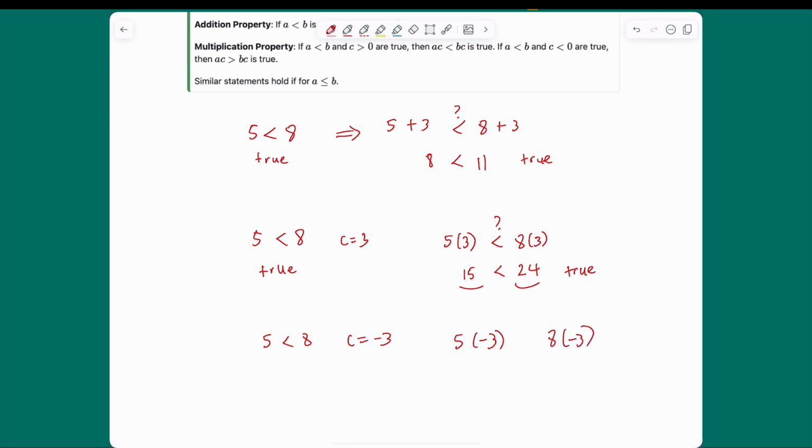So it's tempting to put less than, but we can't, because 5 times negative 3 is negative 15, and 8 times negative 3 is negative 24. And we know then negative 15 has to be greater than negative 24. In other words, you'd rather owe someone $15 versus owing someone $24. So negative 15 is better, or negative 15 is greater than negative 24.